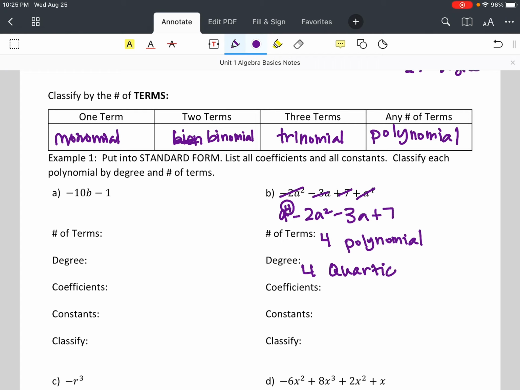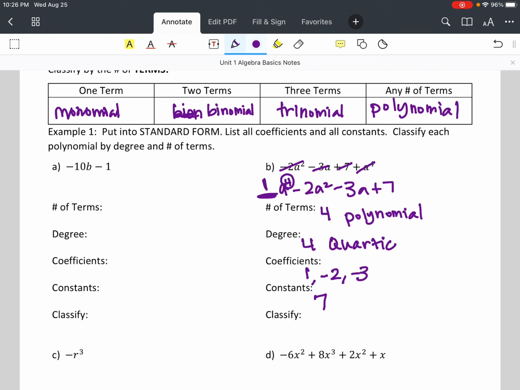The coefficients of this expression, we need to remember that there's an invisible 1 here. So it's 1 and -2 and -3. Don't forget that the signs in front of each number need to accompany the coefficient. The constant of this expression is a 7. And then to classify, and sometimes this is called a type, we are going to use the degree name first, so a quartic, and then the number of terms, polynomial.